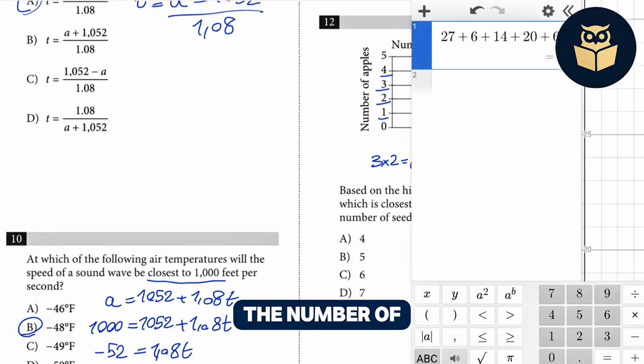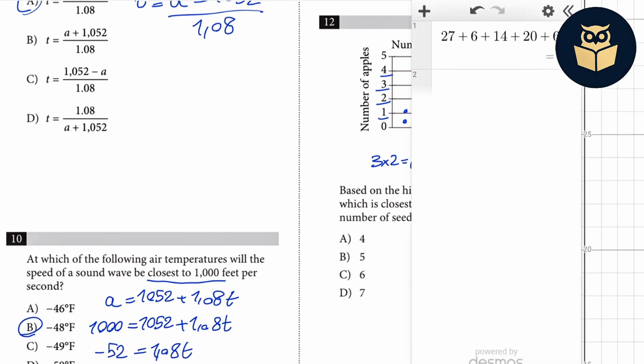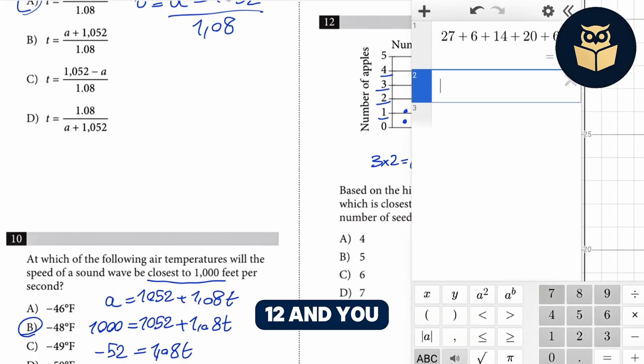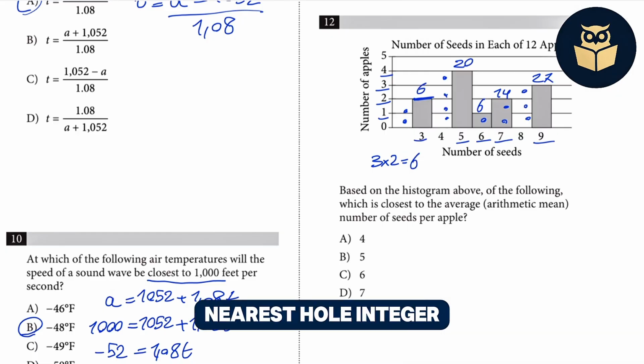Next, add up the number of apples. 3 plus 5 plus 1 plus 2 plus 3 is 12 apples. Divide 73 by 12, and you get about 6.08, rounded to the nearest whole integer. That's 6. Choice C is correct.